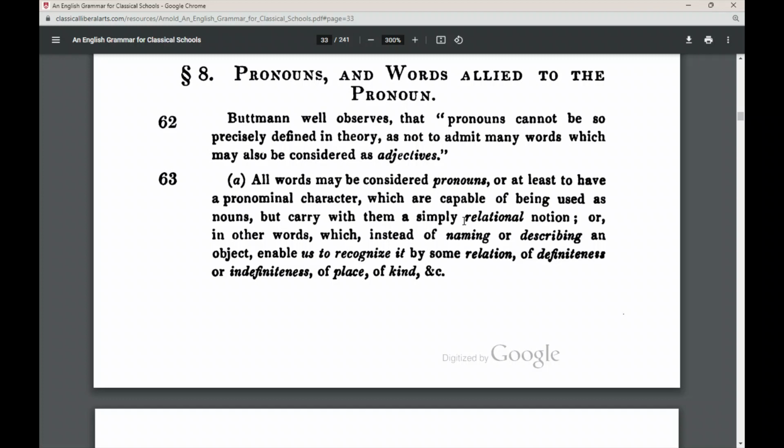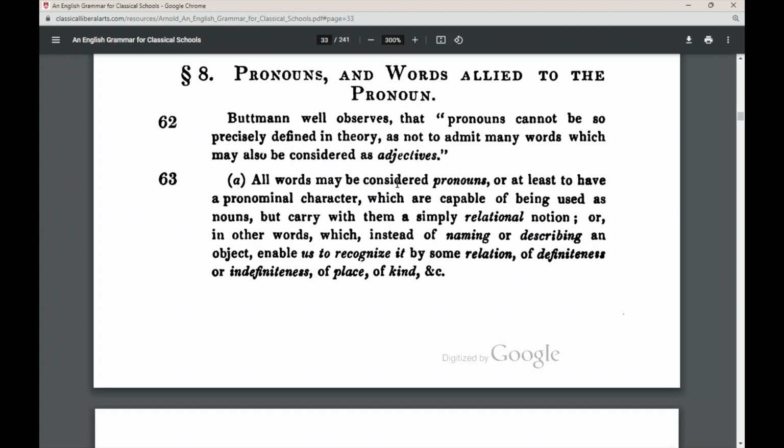They express a relation. In other words, instead of naming or describing an object, pronouns enable us to recognize it by some relation of definiteness or indefiniteness, of place, of kind, and so on. And don't get worried about these words definiteness and indefiniteness. We're going to study those ideas in this lesson.